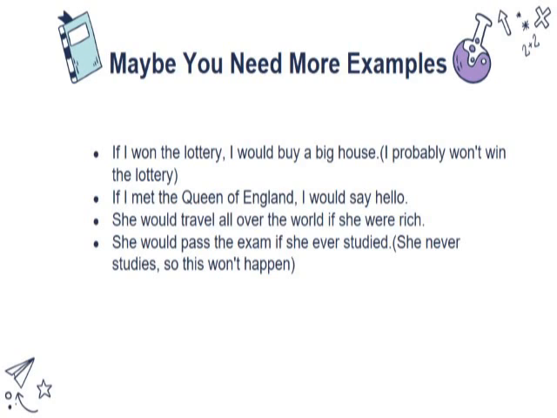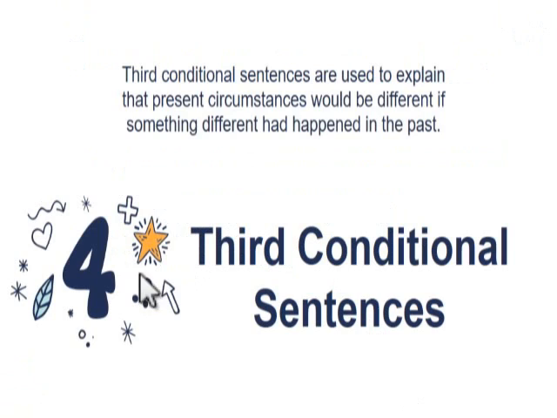We have the third conditional sentences. The third conditional sentences are used to explain that present circumstances would be different if something different had happened in the past. Okay, how do you say it in Indonesian? Something has happened and then you imagine, like: if only at that time I had done this, it surely wouldn't have turned out like this. That is the third conditional sentences.